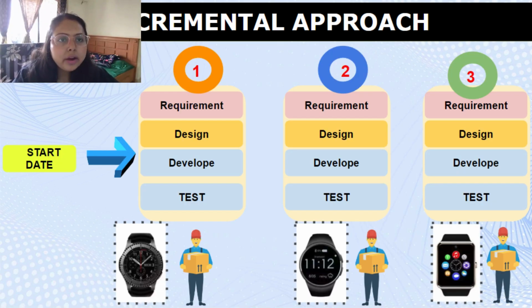Delivering the product incrementally helps Jack to cope up with his competitors and also understand the market fluctuations. Here is the process of how we deliver the smartwatches in 3 basic sprints. In sprint 1, we do requirement, design, develop and test, and we give the basic version of the watch to the customer. Then sprint 2 starts, where again we do requirement, design, develop, testing, and we deliver the advanced level. And in sprint 3 we add some more features and deliver the final version of the smartwatch into the market.